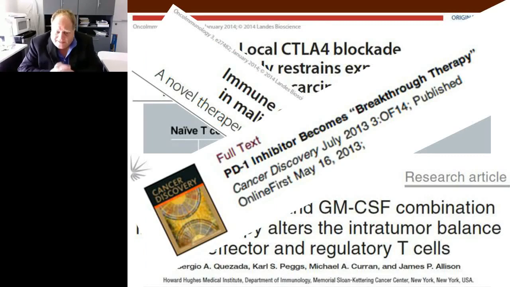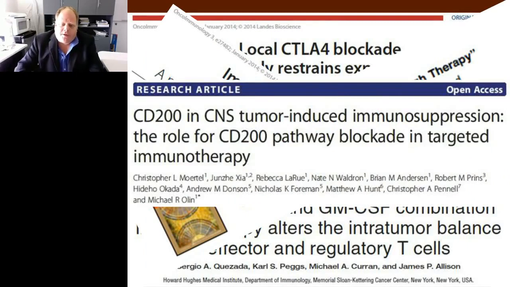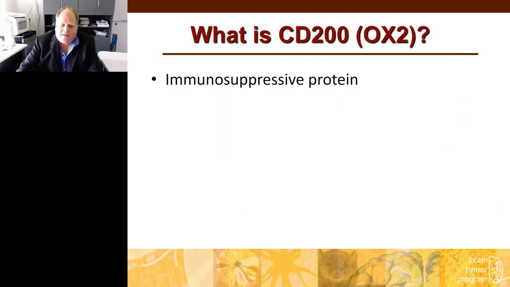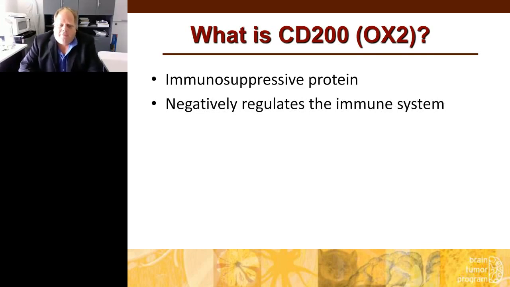Well, we're chasing down a third immunological checkpoint called CD200. CD200 and its interaction with the CD200 receptor induce antigen-presenting cell tolerance, inhibiting the ability to make or elicit an immune response. So basically, CD200 is this extremely immunosuppressive protein. It negatively regulates the immune system, or it shuts it down.